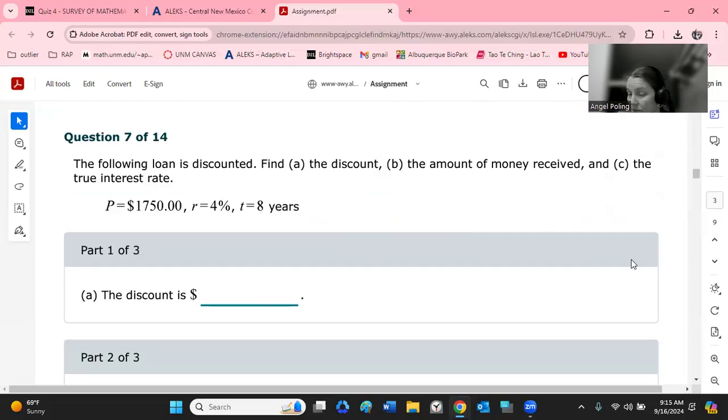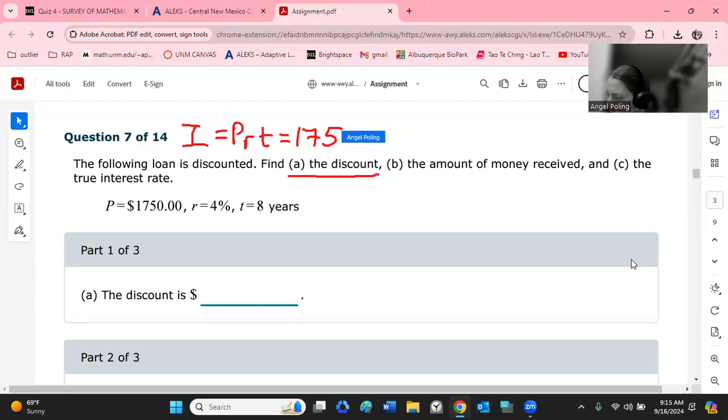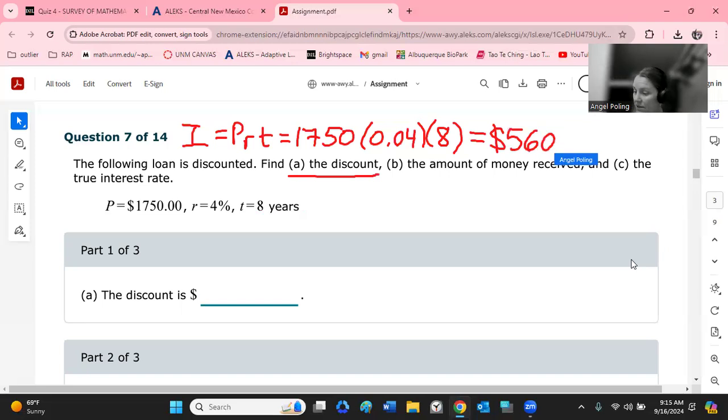The following loan is discounted. Find the discount, the amount of money received, and the true interest rate. Okay, so the discount is I. So I equals PRT. That's 1750 times 0.04 times 8. And then we get $560. That $560 is coming off of P.